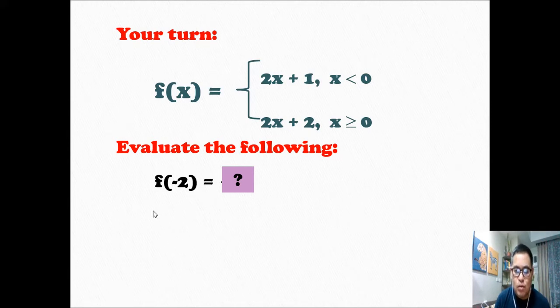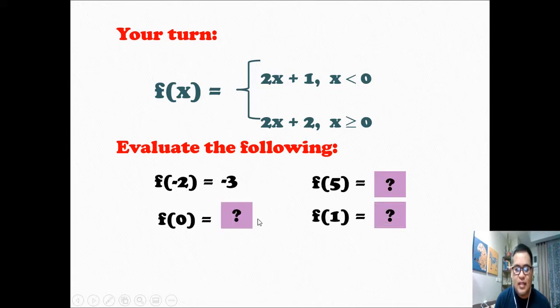So f of negative 2. Is negative 2 greater than or equal to 0, or is negative 2 less than 0? Where will you substitute? Yes, you are correct. Since negative 2 is less than 0, you can substitute it here. So 2 times negative 2 is negative 4, plus 1. Negative 4 plus 1 is equal to negative 3. Let us check. Therefore, the value of this function is negative 3.